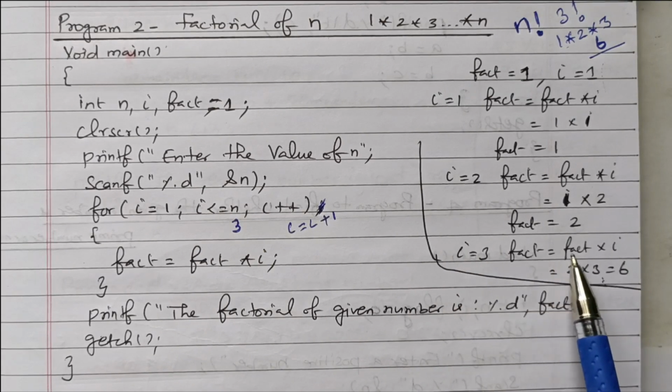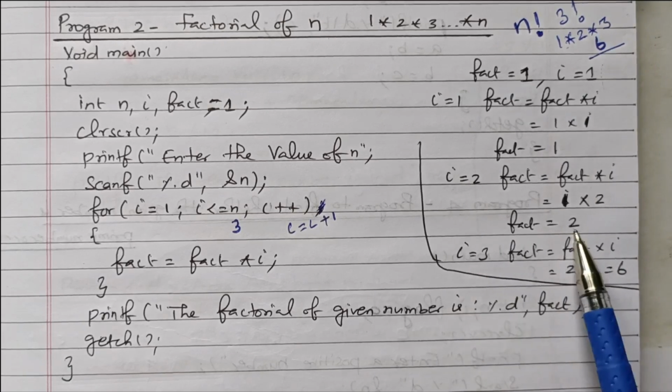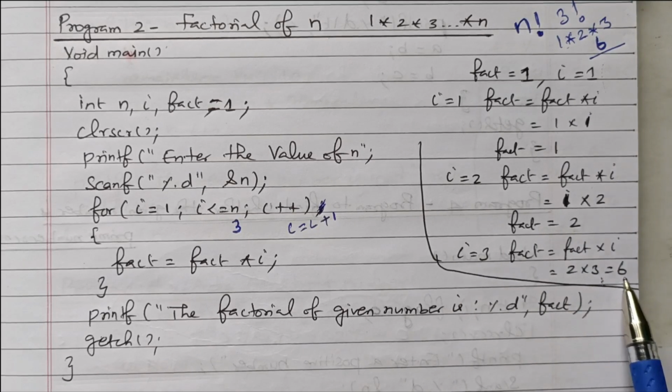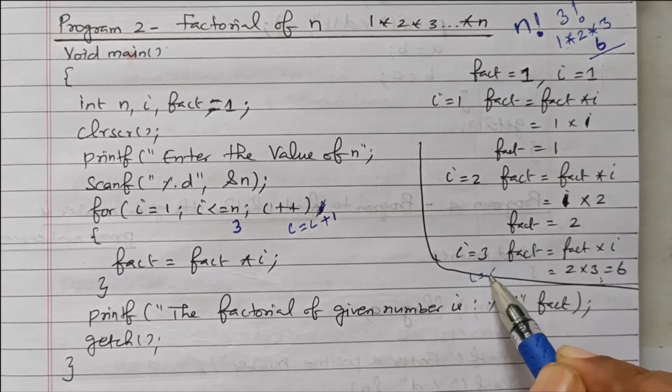So fact equals fact into I. What is the factorial value? It is 2, and the I value is 3. So 2 into 3, 6. Right? Now again I will be incremented to 4.